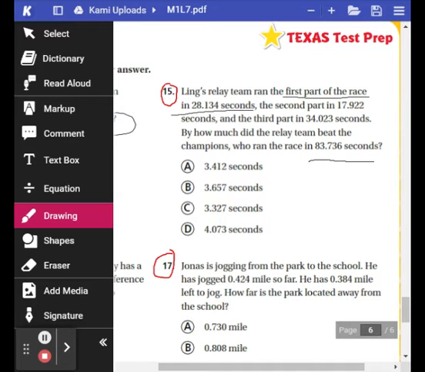So the first part of the race, they did it in 28 and 134 thousandths seconds. The second part of the race was done in 17 and 922 thousandths of a second. And the third part of the race was done in 34 and 23 thousandths of a second. So I need to add these up.